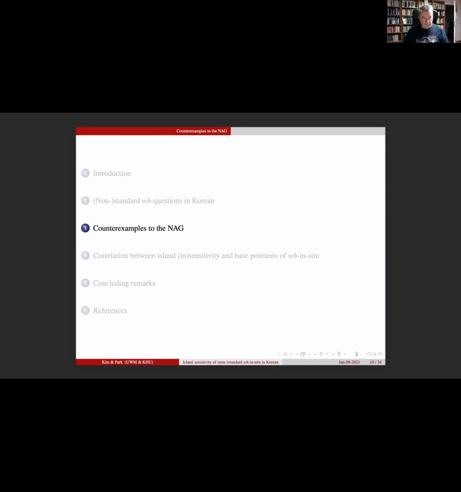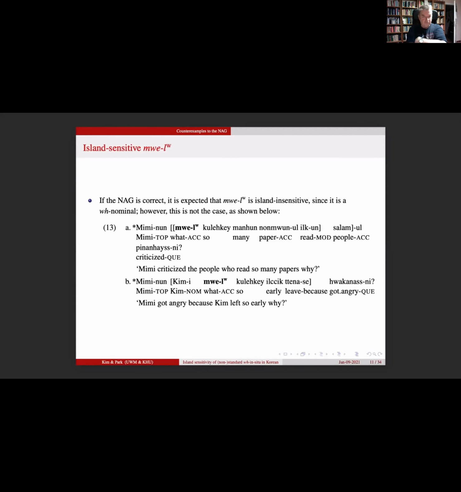Counterexamples to the NAG. If the NAG is correct, it is expected that non-standard 뭘 is island insensitive since it is a WH nominal. However, as shown in 13, it is not the case. In 13a, 미미는 뭘 그렇게 많은 논문을 읽은 사람을 비난했니? Here, the non-standard 뭘 cannot occur inside the complex NP island. In 13b, 미미는 킴이 뭘 그렇게 일찍 떠나서 화가 났니? Here, the non-standard 뭘 cannot appear in the adjunct island.